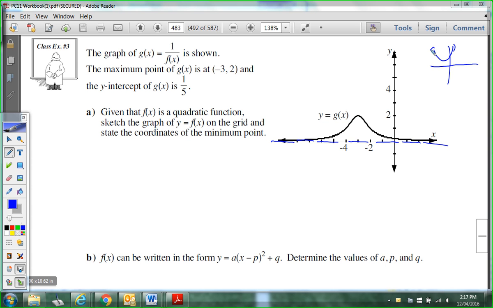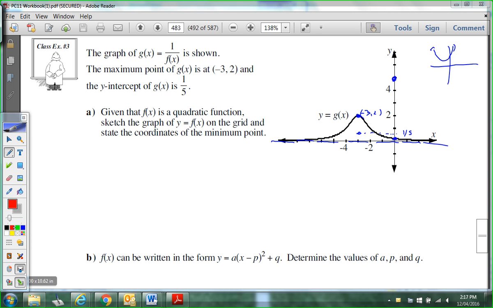The maximum point of g of x is (-3, 2). So it says right here is (-3, 2). And then it says the y-intercept of g of x is 1/5. So right here is 1/5. And what we need to do is work backwards. What's 1/5 flipped? 5. So we know our parabola is going through 5. What's 2 flipped? 1/2. So we know we're going to be right there, at (-3, 1/2) for my original.